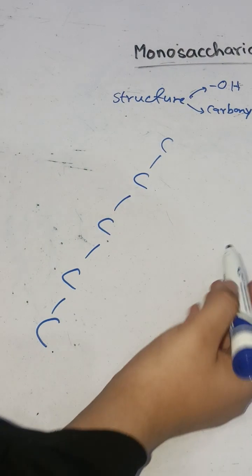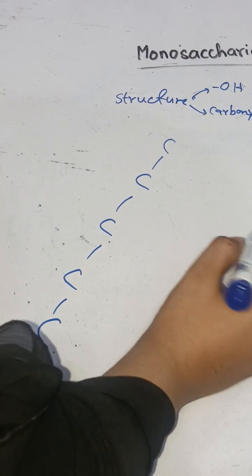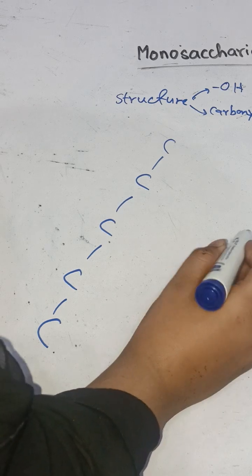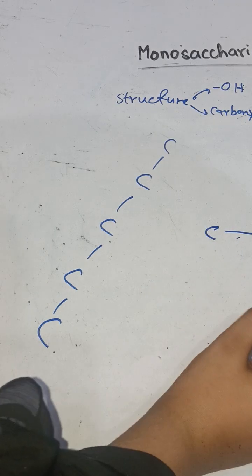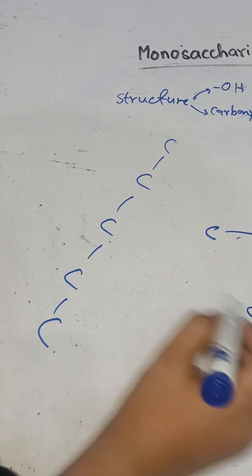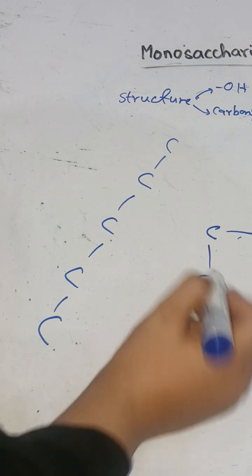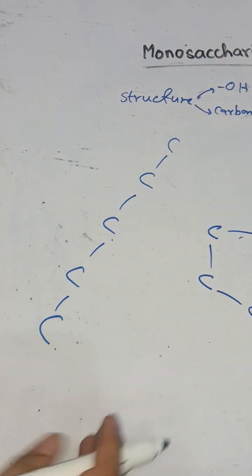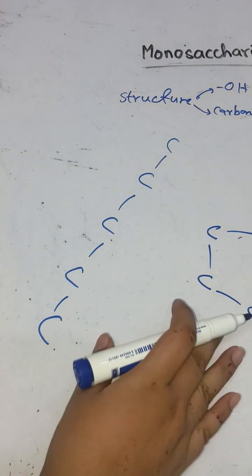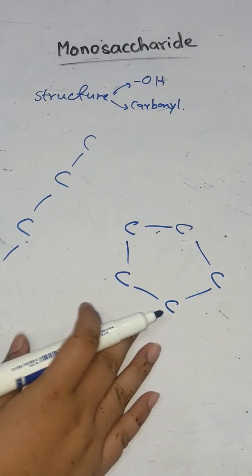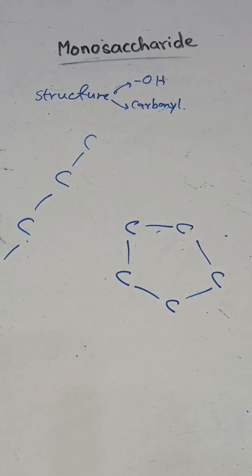So how am I going to make the ring of it? Like first carbon atom, second, third, then we are going to add. So this is a 5 carbon atom ring. This is a chain, and this is the ring of it. So monosaccharide can be in the form of a chain or in the form of a ring. This is included in the structure of monosaccharide.